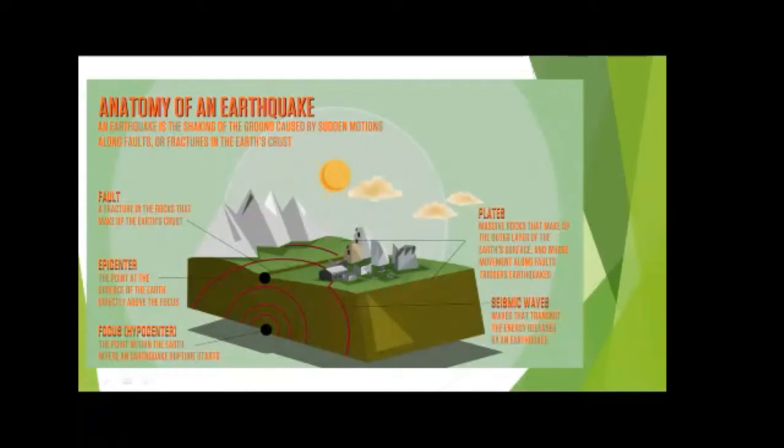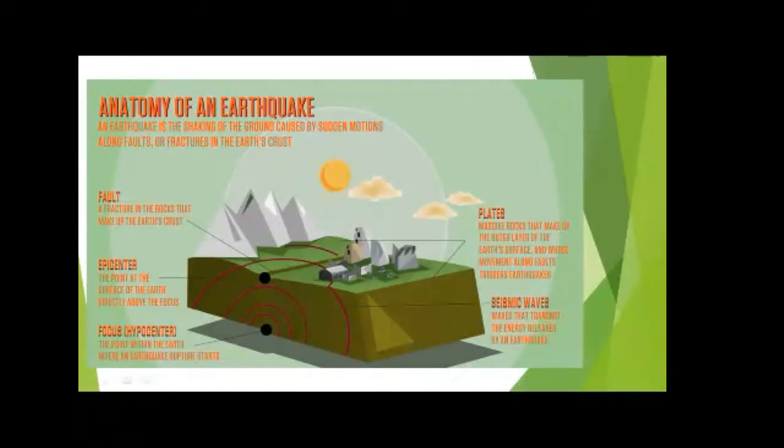The point on the Earth's surface directly above the focus is called the epicenter. This is the epicenter, and it is directly above the focus. So this is how the movement of the Earth takes place, how the plates move, how the seismic waves happen, and what the focus and the epicenter are.